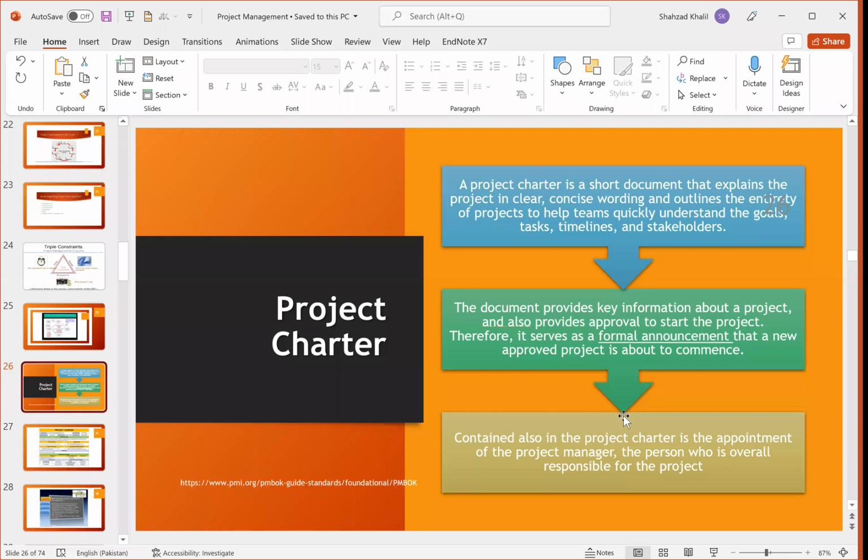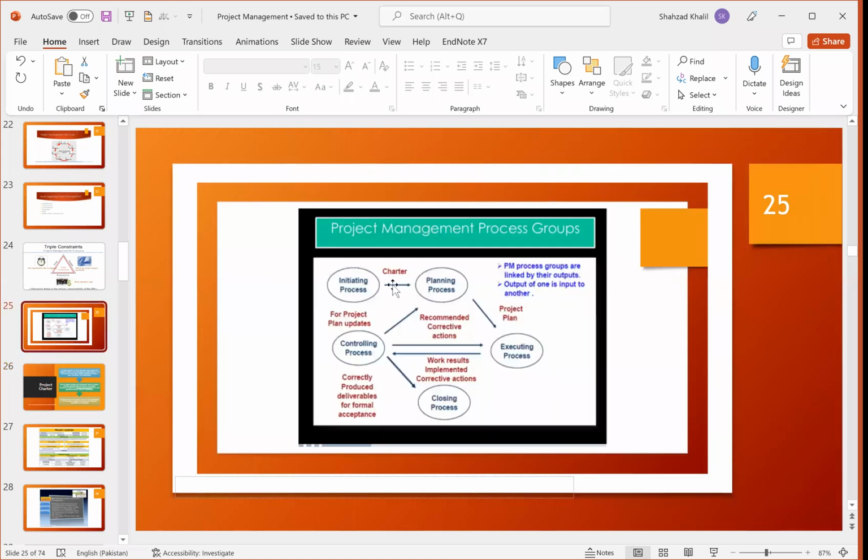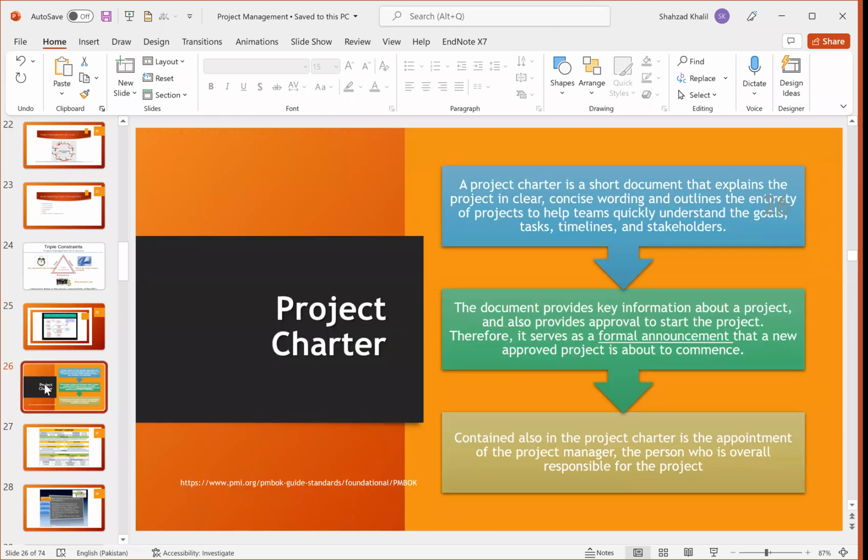What is a project charter? A project charter, which I can show you in the start. After initiation, there's a charter. So what is a project charter? A project charter is a short document that explains the project in clear, concise wording and outlines the entirety of the project to help the team quickly understand the goals, tasks, timelines, and stakeholders. The document provides key information about a project and also provides approval to start the project. Therefore, it serves as a formal announcement that a new approved project is about to commence.